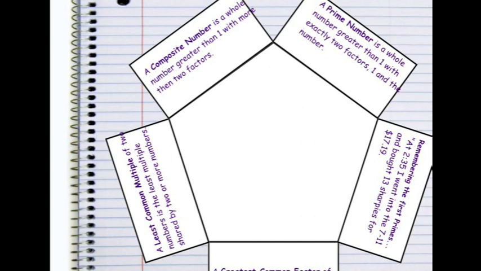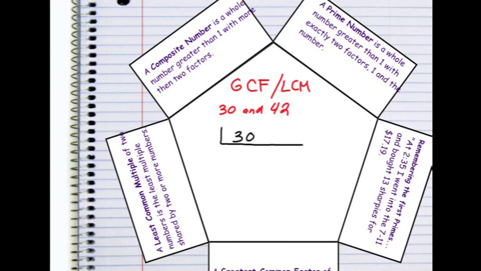Okay, now that you have all your definitions, I would like you to find the GCF and the LCM of two numbers, and we're going to use the numbers 30 and 42 in our example. And the way we're going to do this is we're going to use the ladder method. Now the ladder method starts like this. We draw kind of an L with a very long tail on it, and we put our two numbers inside that L. So we're starting with 30 and 42.